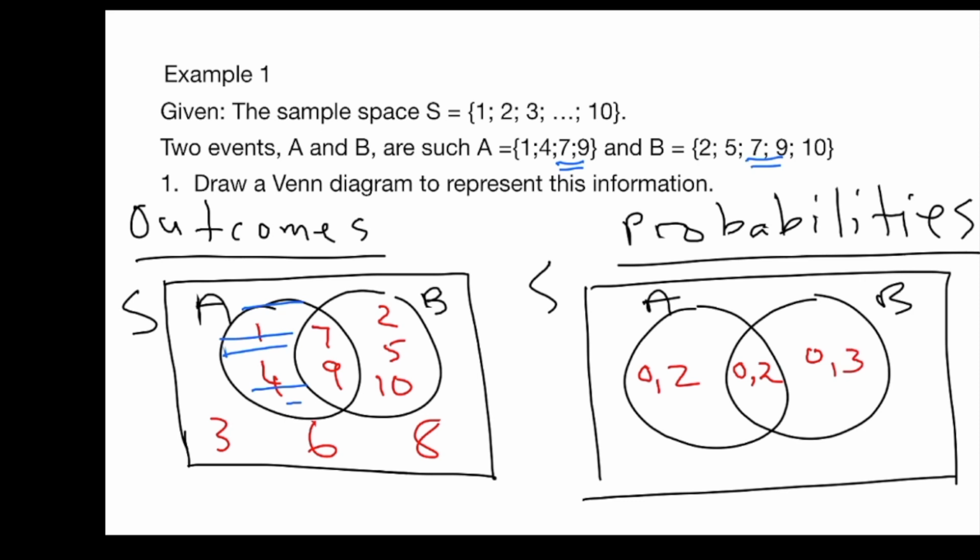And then outside A and B, we have 3, 6, and 8. So we have three numbers outside. And the probability, therefore, is 3 out of 10, which is equal to 0.3. You need now to check whether 0.2 plus 0.2 plus 0.3 plus 0.3 will give you 1. The total should be equal to 1 if your answer is correct.